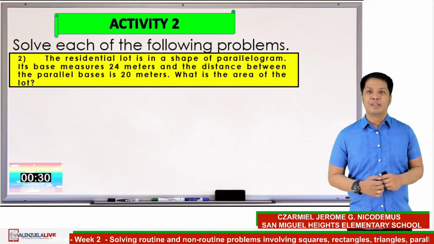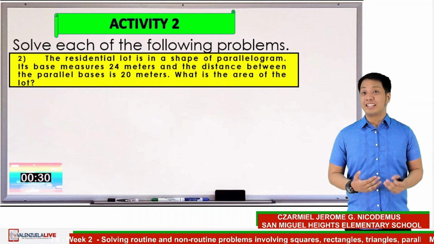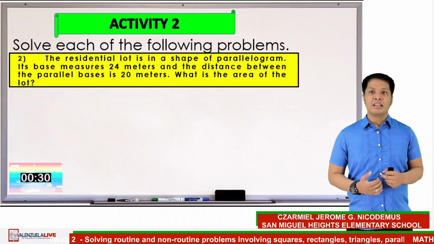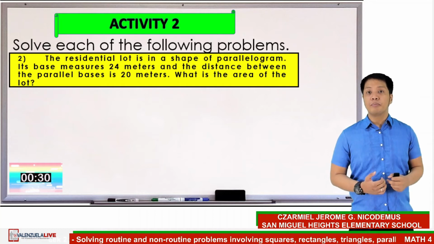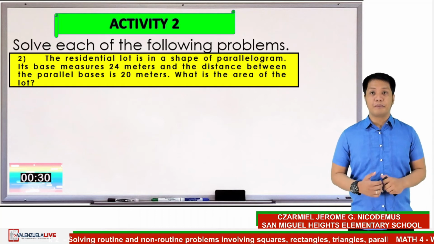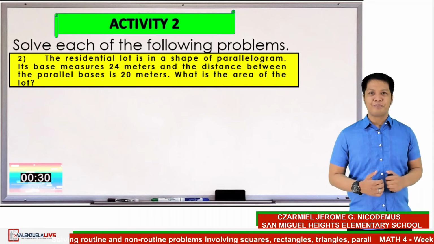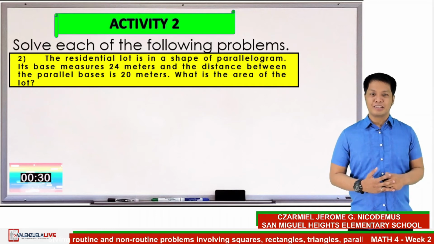Number 2. The residential lot is in the shape of a parallelogram. Its base measures 24 meters and the distance between the parallel bases is 20 meters. What is the area of the lot? Your time starts now.